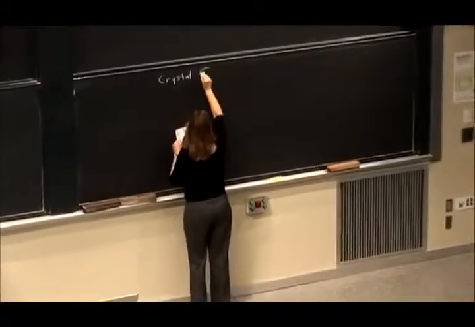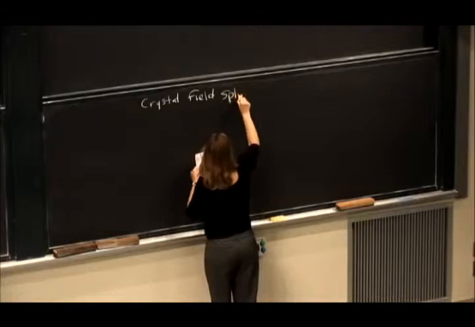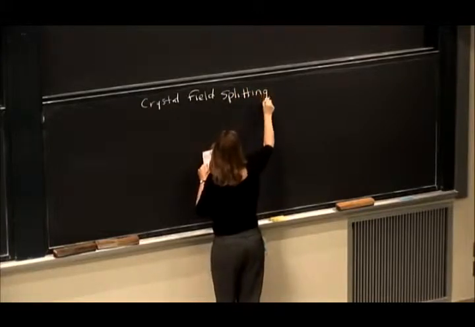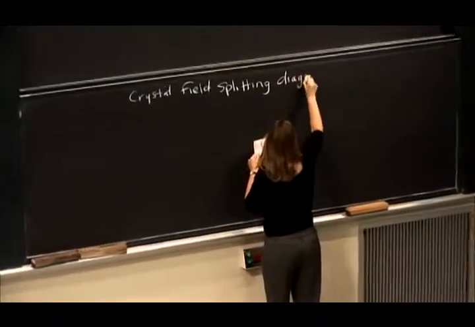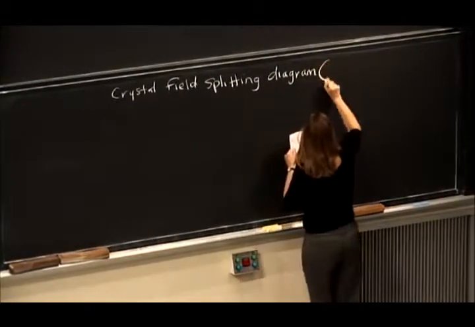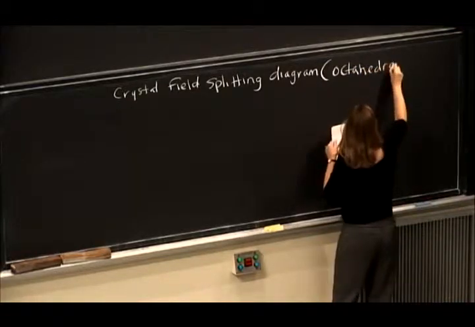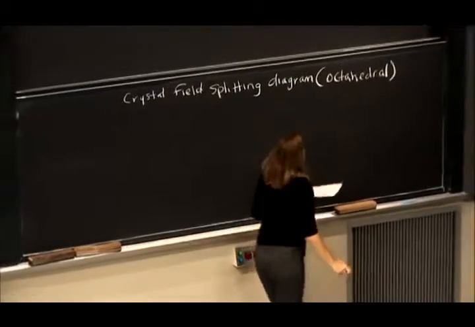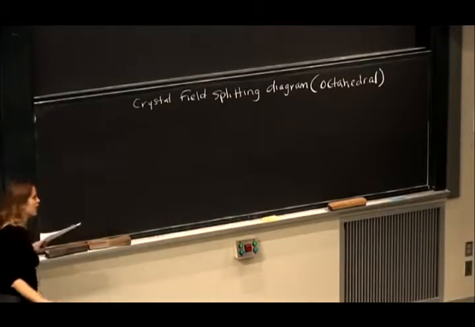A crystal field splitting diagram. And this is for an octahedral case. And the diagrams are going to look different depending on what the geometry is.